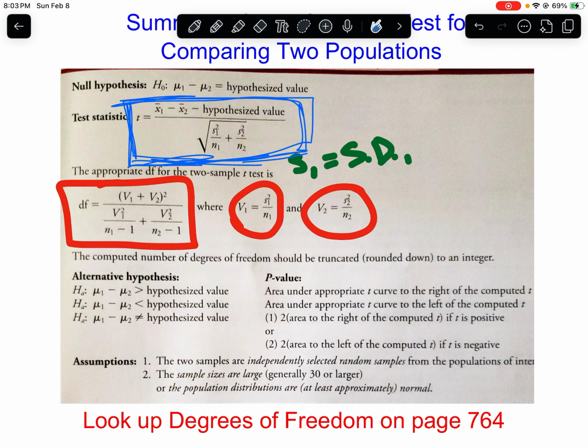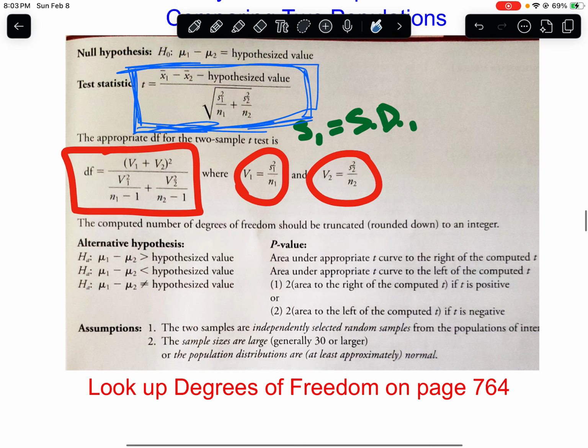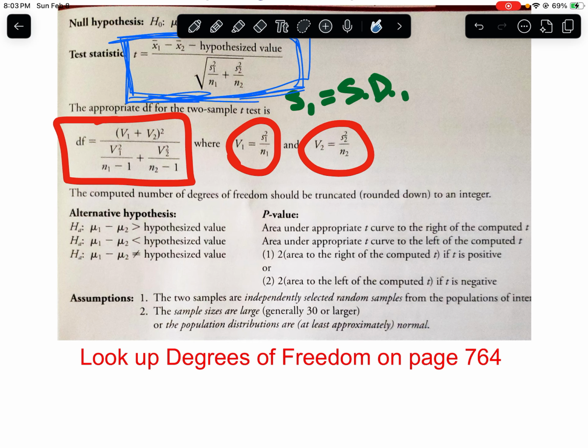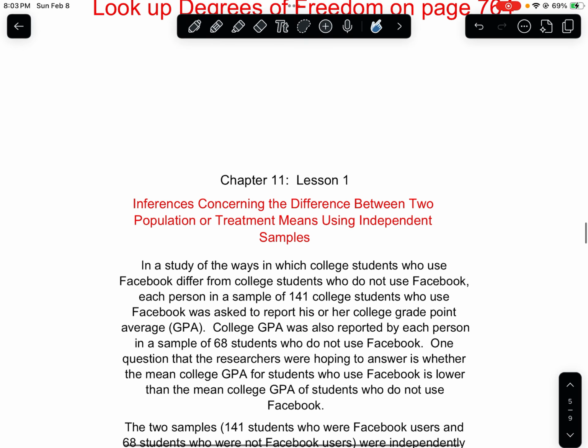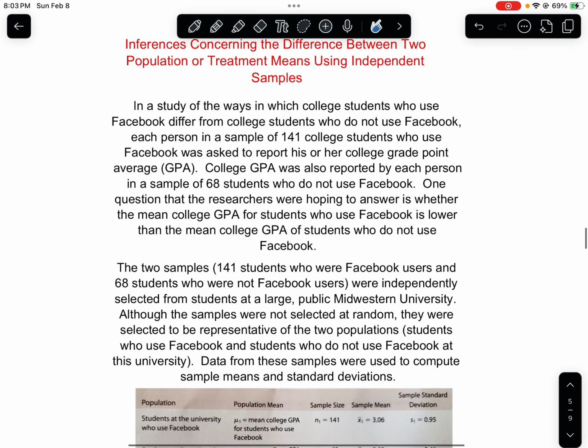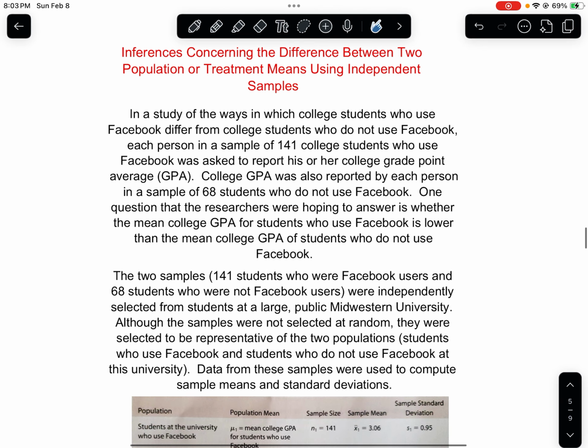Again, those assumptions are the same thing. Degrees of freedom, page 764. Again, I tried to give you that table rather than always having to have your book or flip back and forth. So you can use the table that I gave you, the second one, not the one dealing with the confidence intervals, the one that has degrees of freedom on the top part there. So we can use that one.